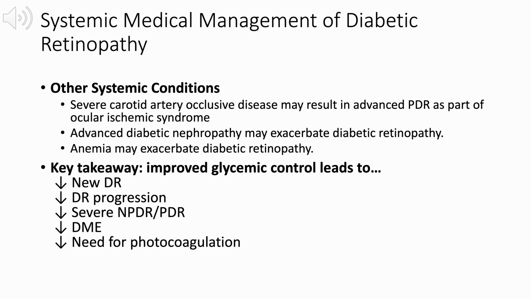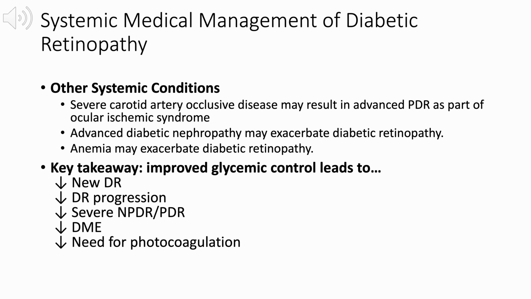Advanced diabetic nephropathy may also exacerbate diabetic retinopathy, which is unsurprising since retinopathy and nephropathy are parallel microvascular complications of the same underlying disease. And anemia may exacerbate diabetic retinopathy as well, again through the common denominator of reduced oxygen delivery to a retina that is already hypoxic.